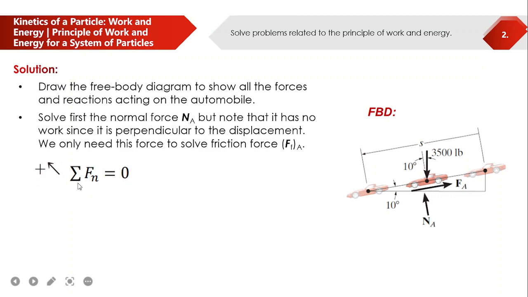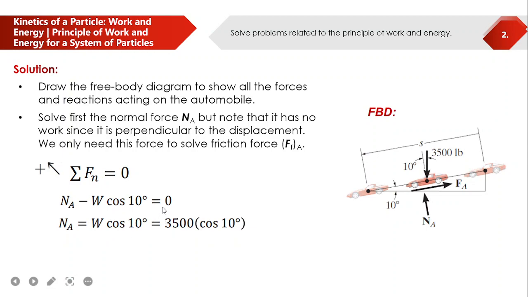So, the summation of all the forces at normal is equal to 0. That will be N sub A minus W cosine 10 degrees. So N sub A will be equal to 3,500 cosine 10 degrees, that will be 3,446.83 pounds. So this is your normal force acting on our car.